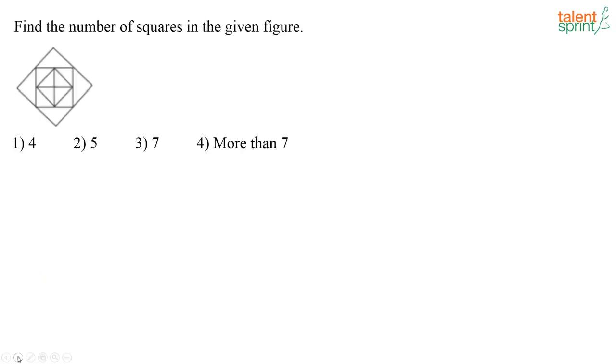Next one, find the number of squares in the given figure. So here, what is the number of squares in the given figure? See, this is 1 square, right? If you look at the smaller squares, you have 1, 2, then you have 3 and 4 small squares, then you have this big square, right? 5, okay, and then you have this one, 6, and finally this outer square, 7. So totally you have 7 squares here, that is option 3, okay.